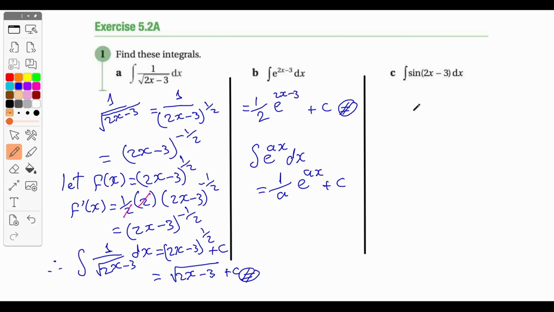Using this identity. What about this? Again, pause the video to solve this one. Okay, the integral of sine is negative cosine, because here we have ax. So we say negative 1 over 2 cosine, the same quantity, 2x minus 3 plus c. This is negative because the integral of sine is negative cosine. So it is negative half, 1 over 2, then cosine of the same quantity, 2x minus 3, plus c. So this is the answer of this question.